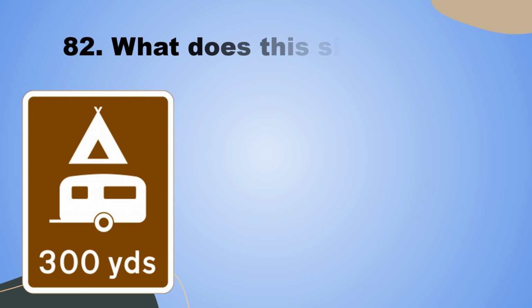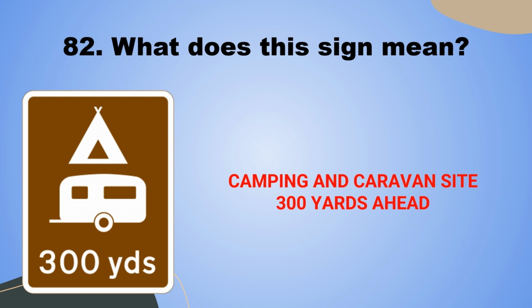What does this sign mean? Camping and caravan site 300 yards ahead. You can see there on the sign the little tiny cute caravan symbol and the distance, 300 yards.